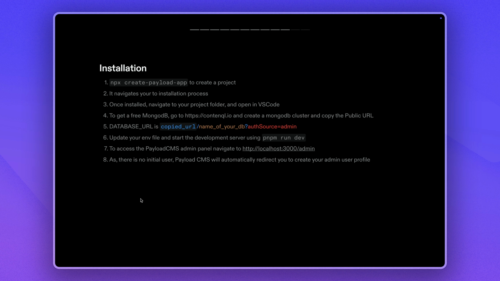Anyways, to begin with, we'll just see a set of steps we are going to do in this video. We first create a Payload CMS project using the npx command, and then it will navigate us through the installation process. Then we will get a free MongoDB database from ContentQL.io website, and then we will attach it to our environment variables, and then we spin up a dev server, navigate to our admin panel, and create a first user account. This is the flow. So yeah, let's begin with this.